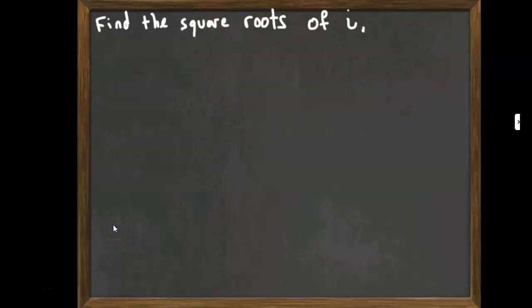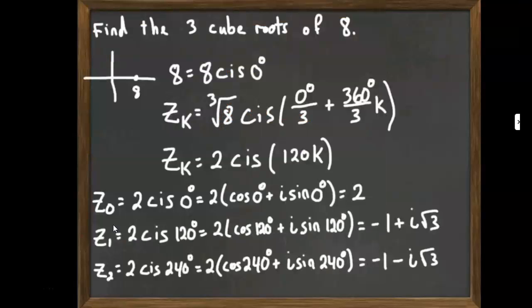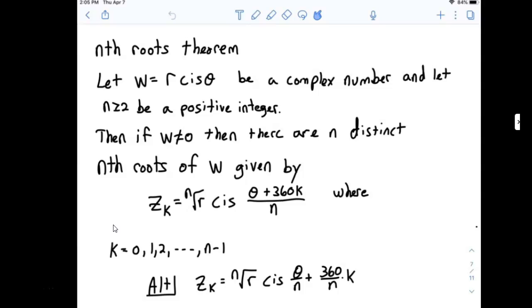Okay, so in the previous video we talked about how to find the nth roots of a complex number. Write the number first in its polar form, and then all of the values z_k are the nth root of the magnitude of our complex number times cis of theta over n plus 360 over n times k. Or if we're doing it in radians, it would be 2 pi over n times k.